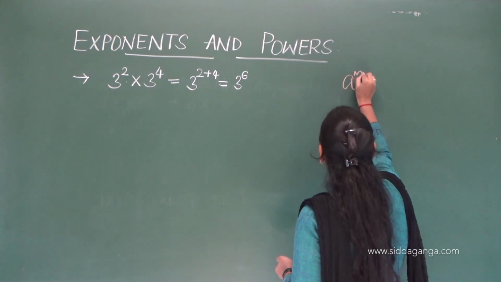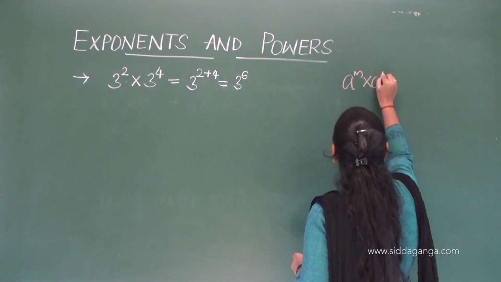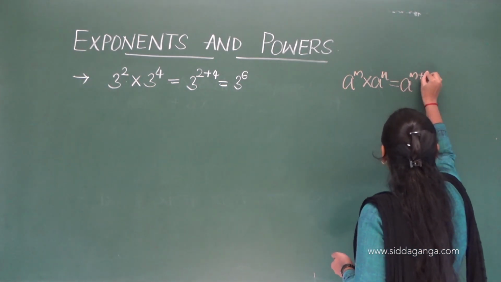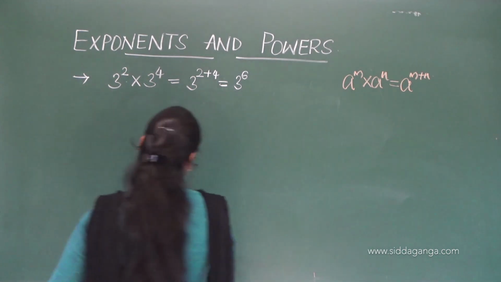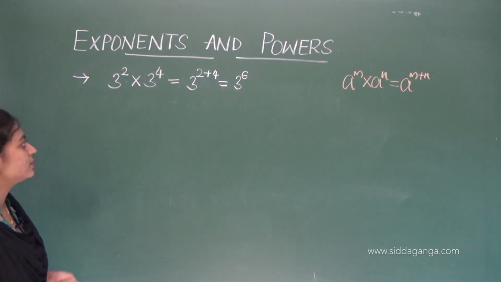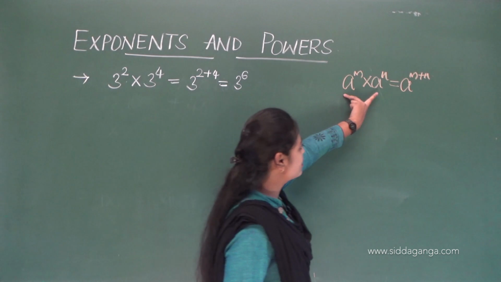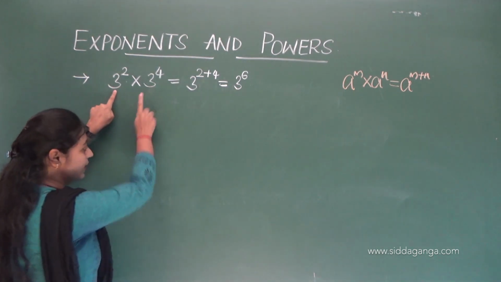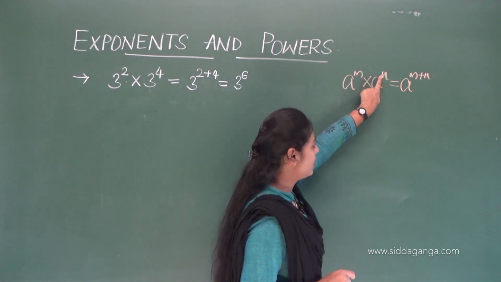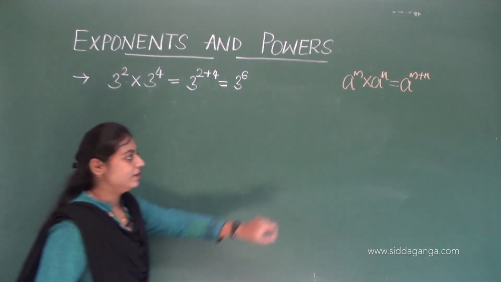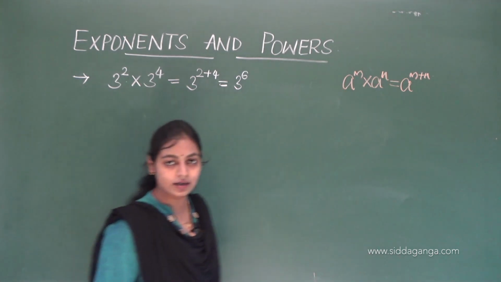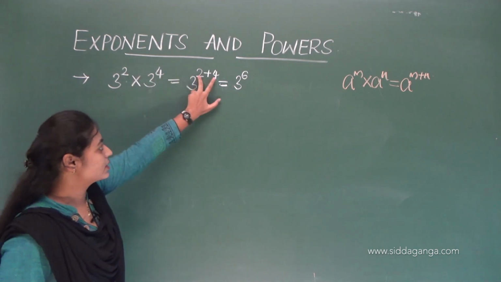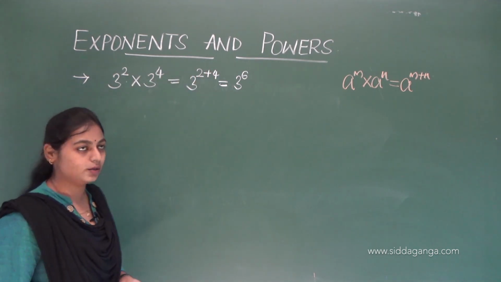a to the power of m into a to the power of n is equal to a to the power of m plus n, where m and n are natural numbers. When the bases are similar, here a and a are the bases, we can add the exponents, m plus n, where m and n are natural numbers. So 2 and 4 are also natural numbers, the bases are the same, so we directly add the exponents.